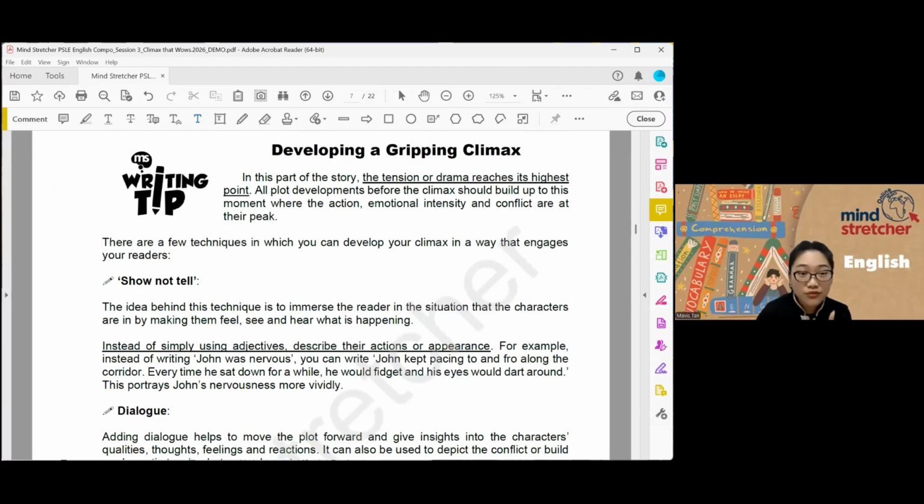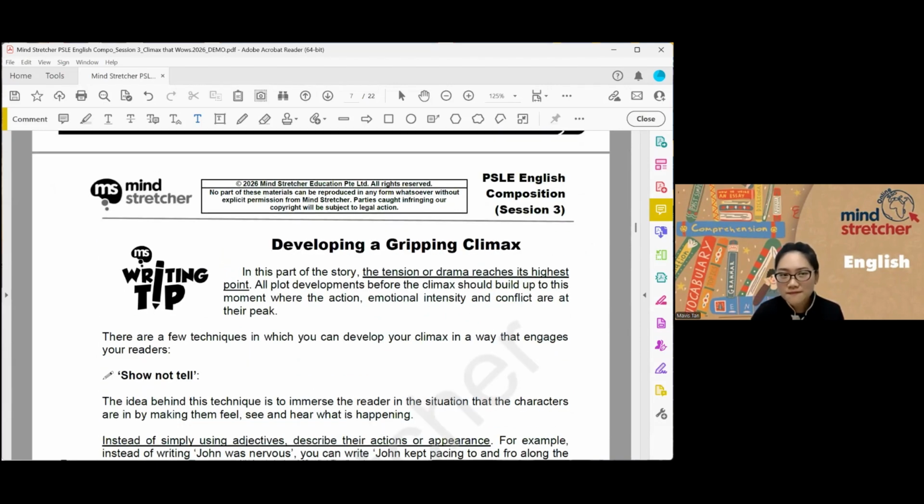Let's take a look at some of these techniques, okay? And I'm going to type out some things. Take down notes, okay? So with the title of this section, Gripping Climax. What is gripping? What is a gripping climax? When a part of the story grips, you say it's gripping. This particular part of the story is gripping. Yes, it hooks you. And it doesn't just hook and let go, right? It keeps you hooked.